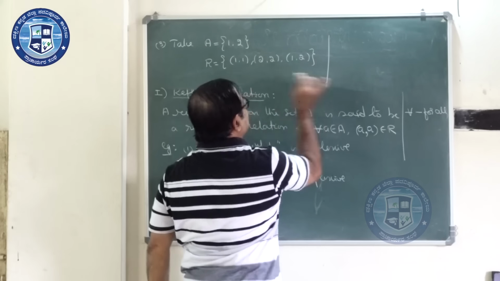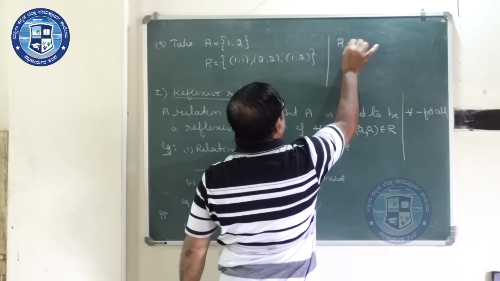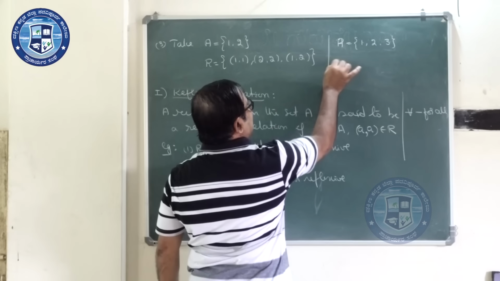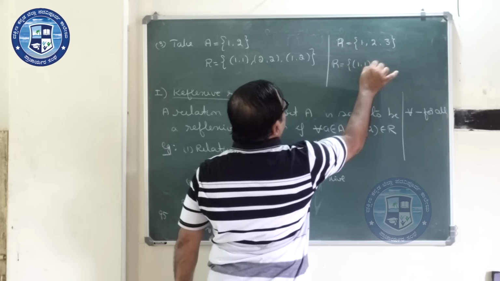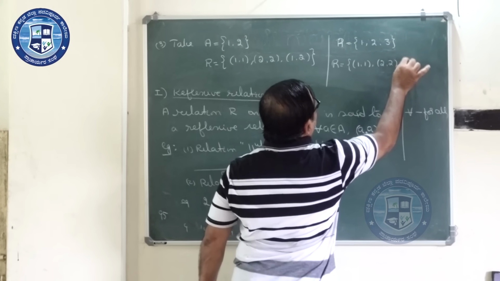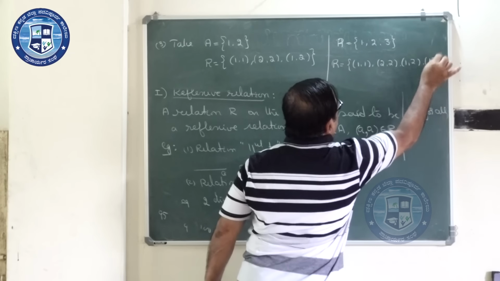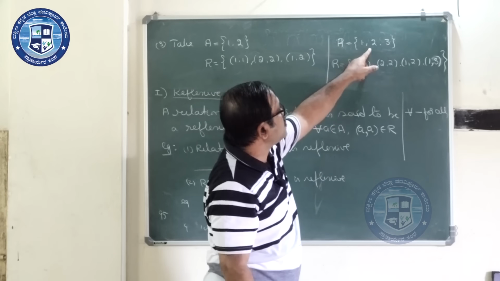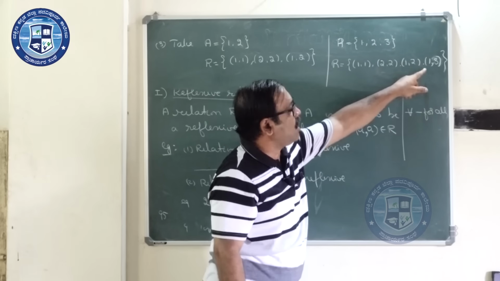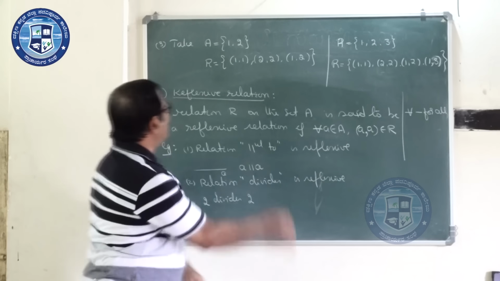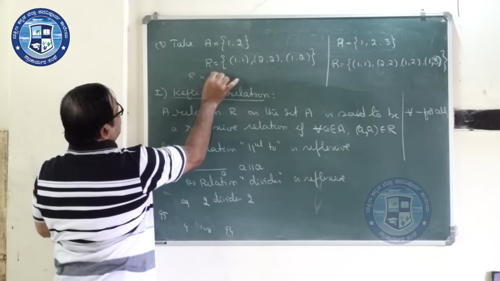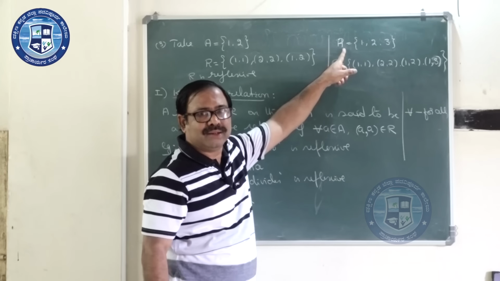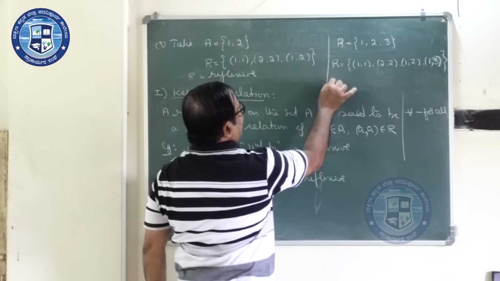I will give you one more example. See, A is equal to {1, 2, 3}. You take this. Let us consider R. The relation is (1, 1), (2, 2), (1, 2), (1, 3). So, you can't write elements as you wish, but only with respect to the numbers given, these ordered pairs can be written. Now, is R reflexive here? No. R is not reflexive.